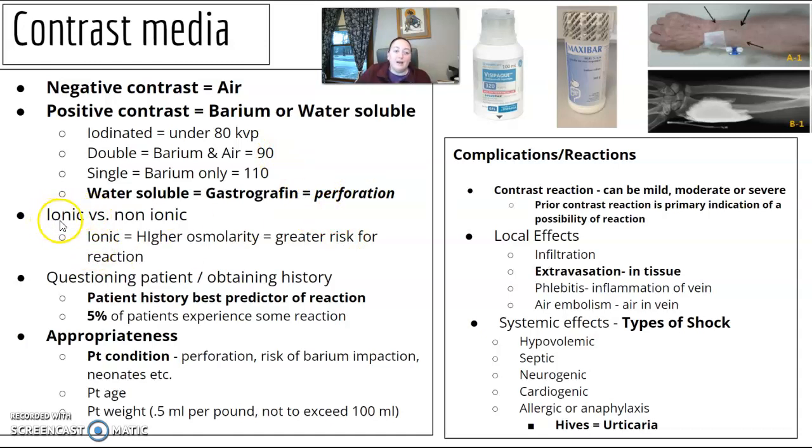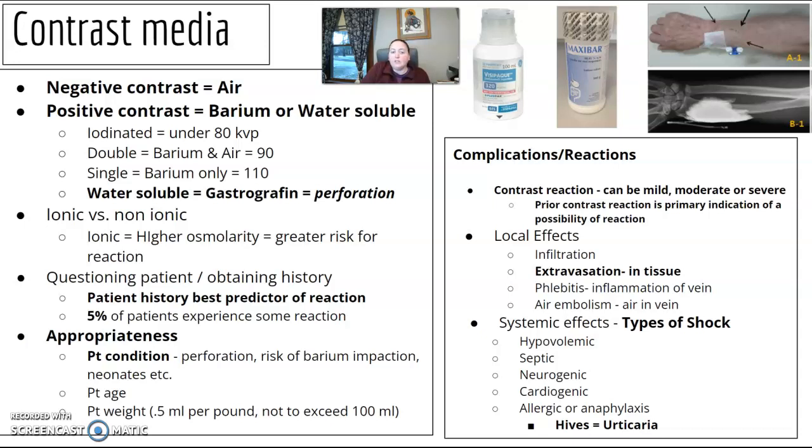Anyways, ionic versus non-ionic. Ionic has higher osmolarity. It has greater risk for reaction than non-ionic contrast. When you're questioning the patient and obtaining history, the patient history is the best predictor for reaction. The highest chance for reaction is if they've had a reaction before. But realistically, only about 5% of patients experience some reaction. And then you have to judge the appropriateness.